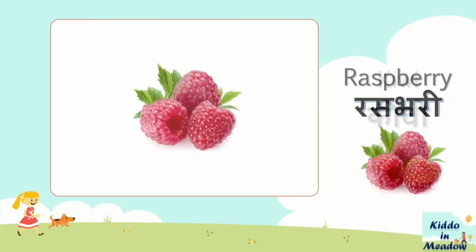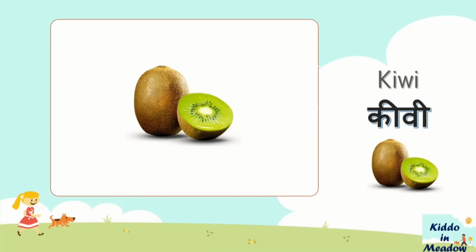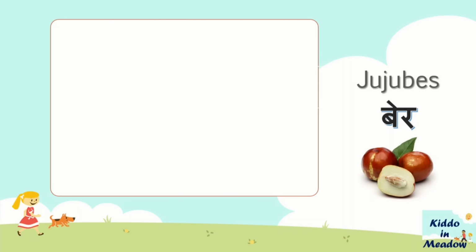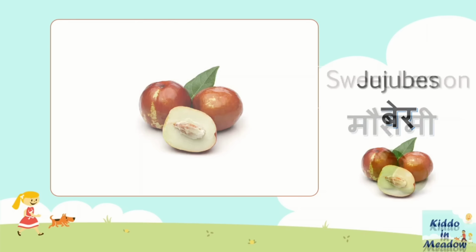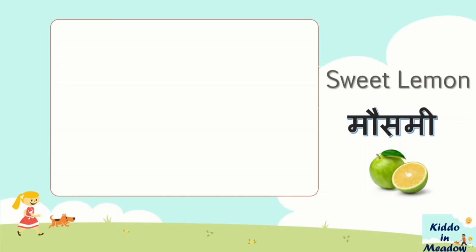This is kiwi. In Hindi, it is known as kiwi. This is jujubes. In Hindi, jujubes is known as ber. This is sweet lemon. In Hindi, sweet lemon is known as mausmi.